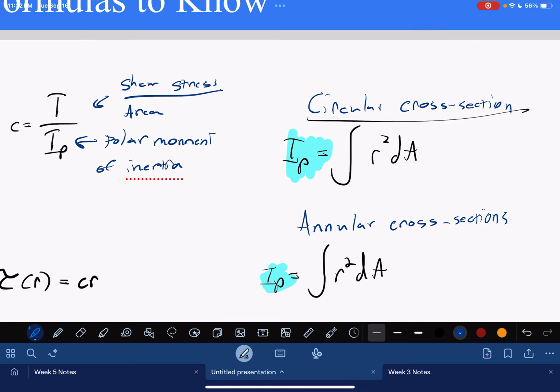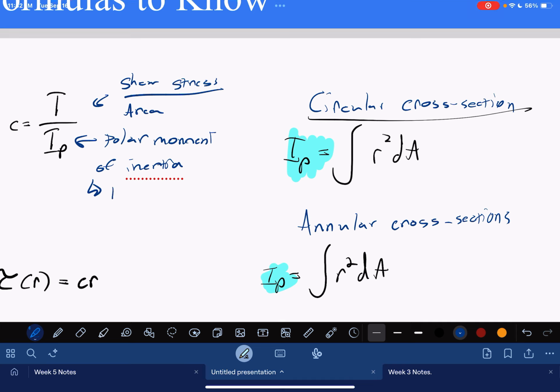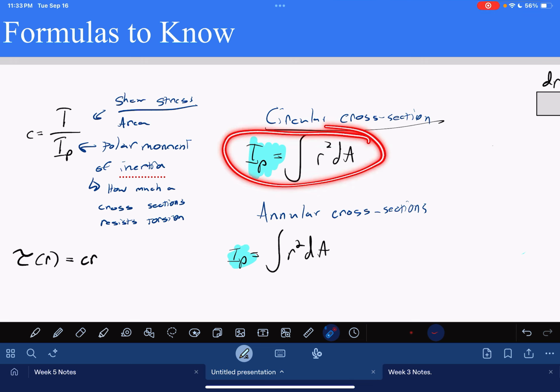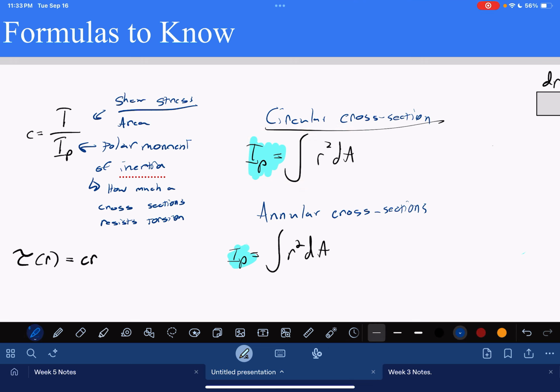And what it does is it describes how much a cross section resists torsion. That's essentially what that polar moment of inertia is. And if we move on to this side, the two formulas that we use for polar moment of inertia are what we're going to derive right now.